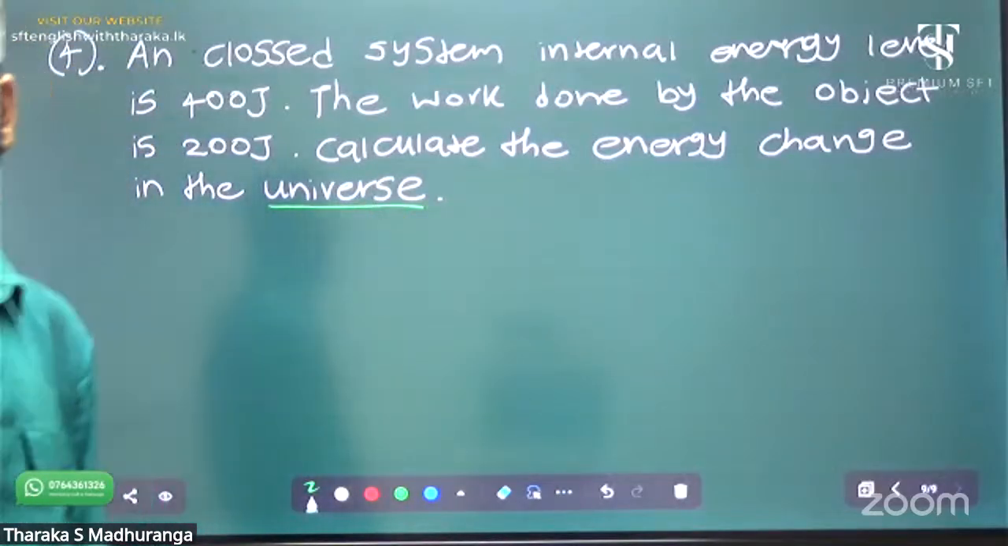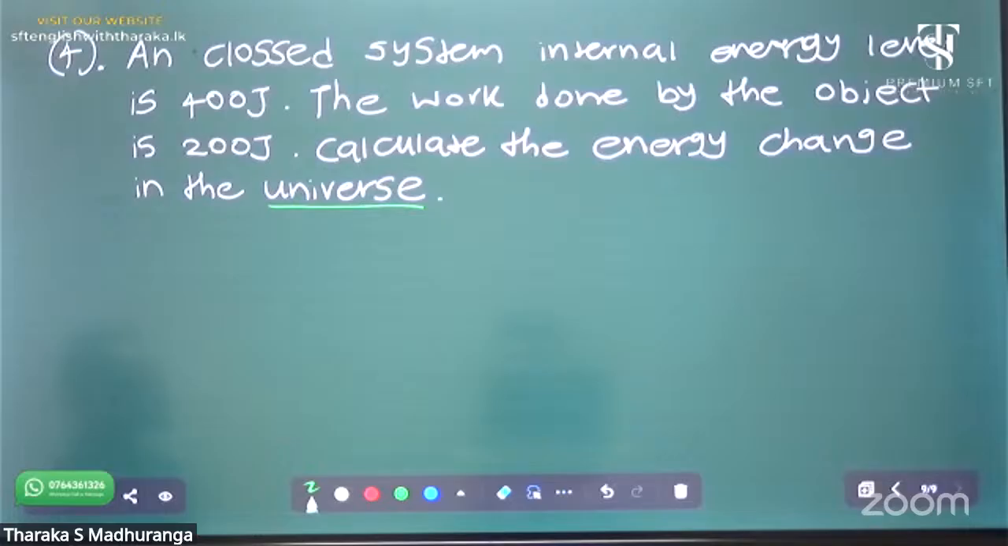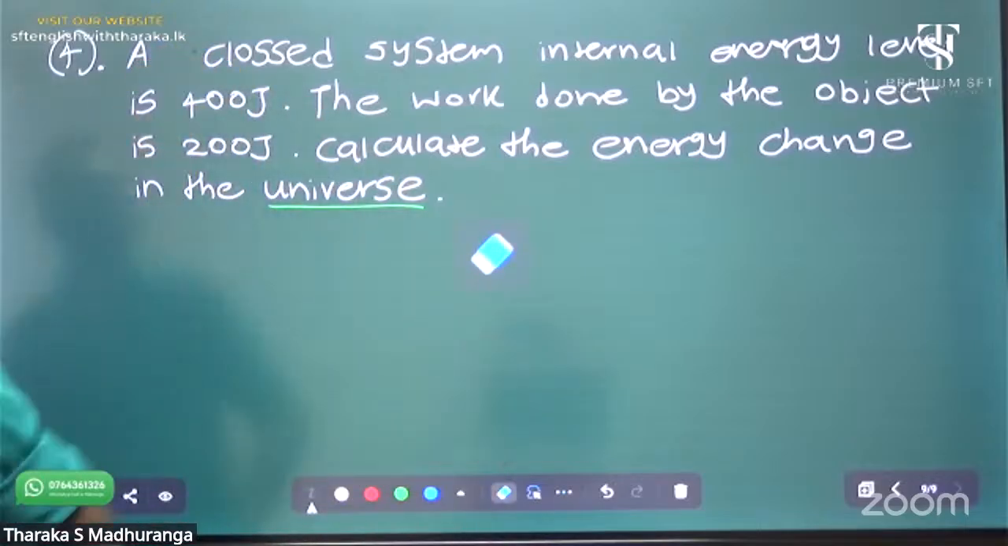Clearly read the question and tell me the answer. A closed system, not an enclosed system, a closed system. Internal energy level is 400 joule. The work done by the object is 200 joule. Calculate the energy change in the universe. That was an exam question.